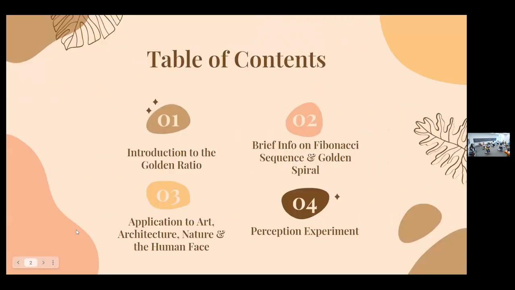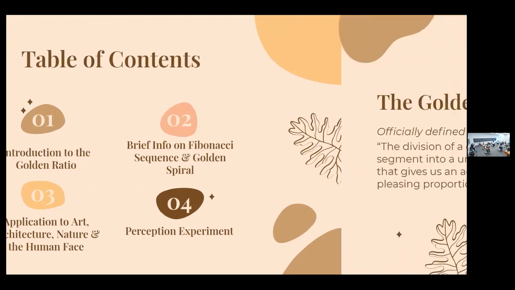Sorry about this. So first we'll start with an introduction to the golden ratio, including its equation and demonstration of it. Next, we'll move on to give some brief info of the Fibonacci sequence and the golden rectangle before we move on to how the golden ratio is applied to art, architecture, nature, and the human face. Last, we'll talk about our perception experiment with how masks play a role and how our facial features are perceived differently with the golden ratio.